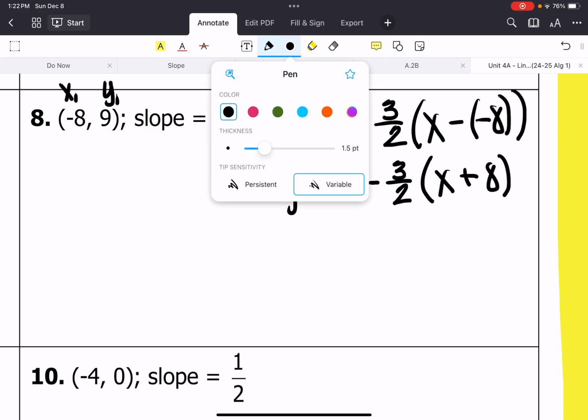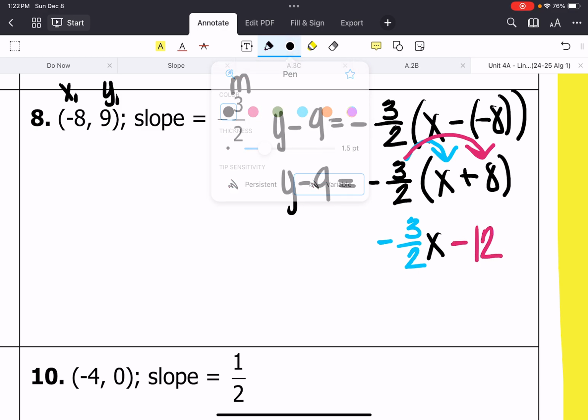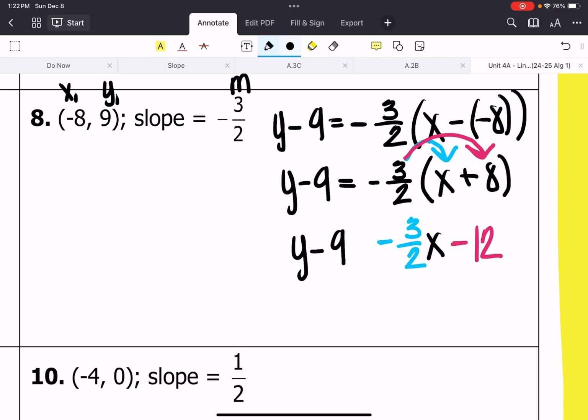From here, we're going to distribute negative 3/2 times x. Well, that just gives you negative 3/2x. And then negative 3/2 times 8. That gives you negative 12. On the left-hand side, you still have y minus 9.